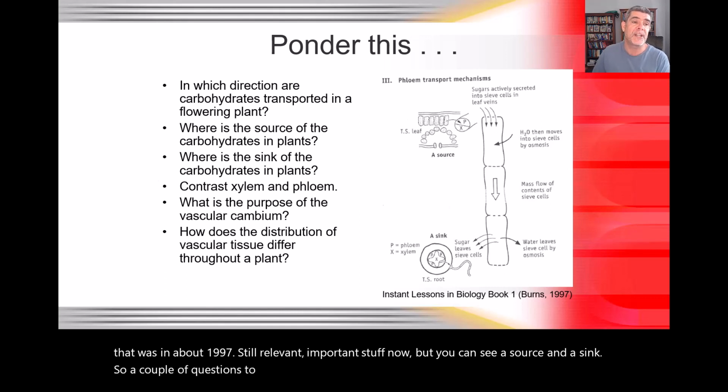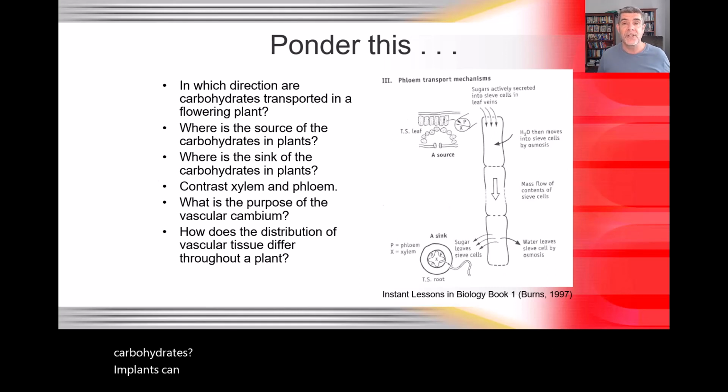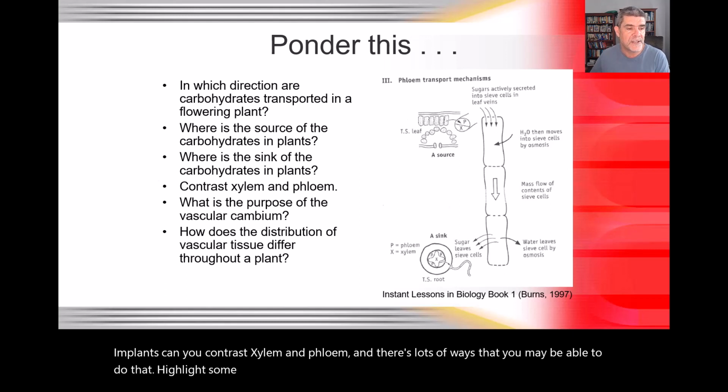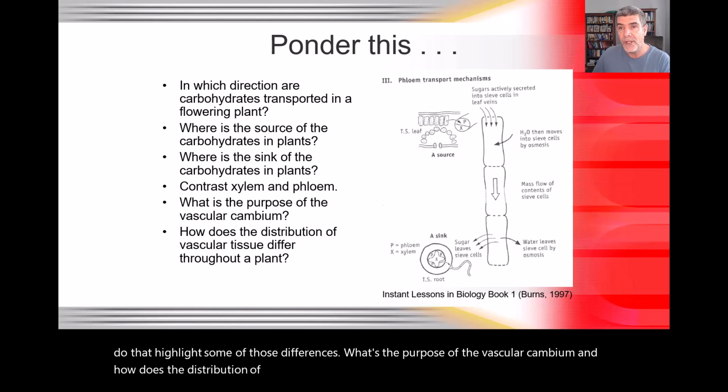Firstly, in which direction are carbohydrates transported in the flowering plant? Where is the source of the carbohydrates in plants? Where is the sink of the carbohydrates in plants? Can you contrast xylem and phloem? And there's lots of ways that you may be able to do that. Highlight some of those differences. What's the purpose of the vascular cambium? And how does the distribution of vascular tissue differ throughout a plant?